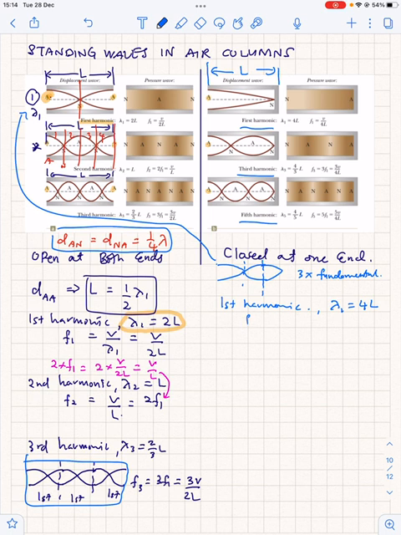Okay, and the frequency comes from the same concept as the previous one. F1 will be equal to V over lambda 1, which equals V over 4L. Okay, no need to memorize the equation, but you have to understand the concept and the situation. If you are memorizing, then it might confuse you. Okay, and then we go to the second harmonic.